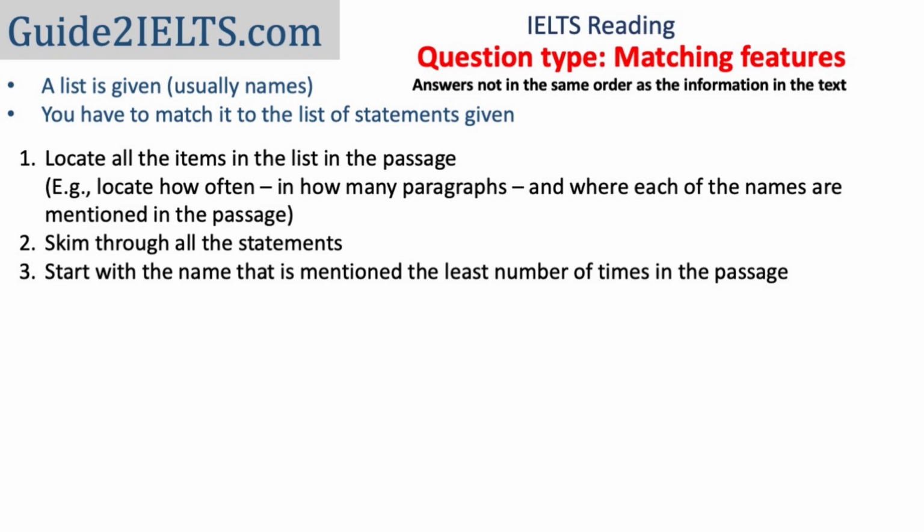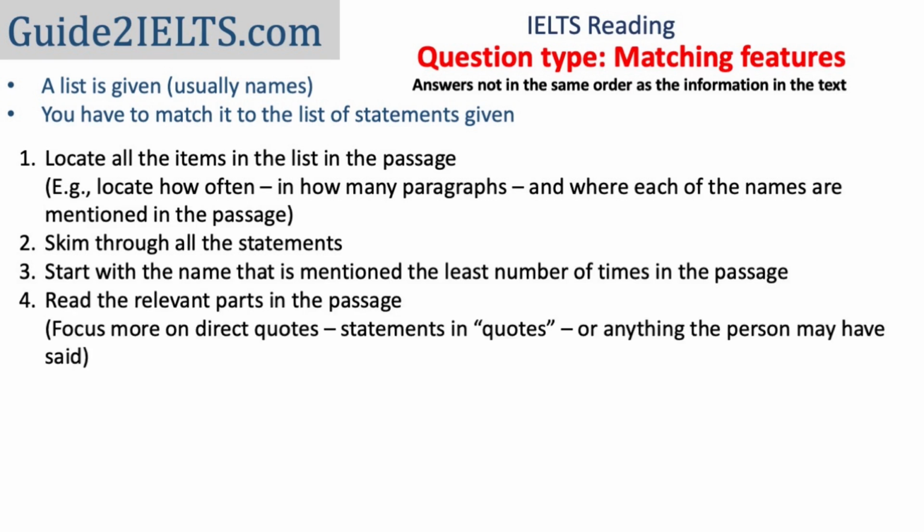Carefully read the relevant parts of the passage. Look for direct quotations or statements made by the individuals mentioned in the list. This doesn't always work, but very often the answer comes from something the person has said directly. So look for information which is in double quotes or something that says that this person said that. Be attentive to the use of pronouns he, she, and they in the passage, because sometimes a person's name may be mentioned in 1 paragraph, but in the next paragraph they could just be referred to as he, she, or they. And you may assume that they are only mentioned in 1 paragraph.